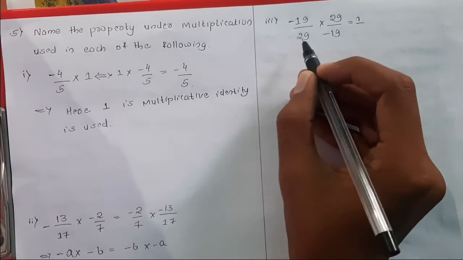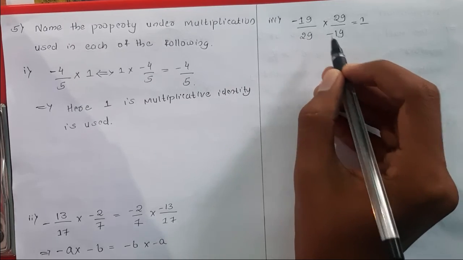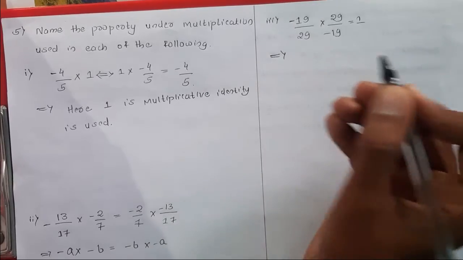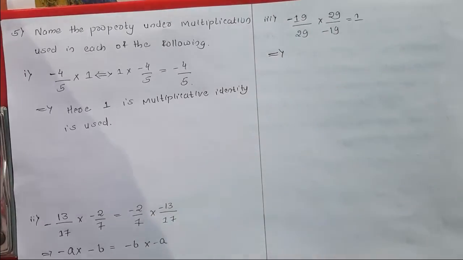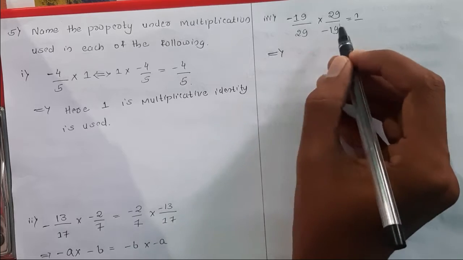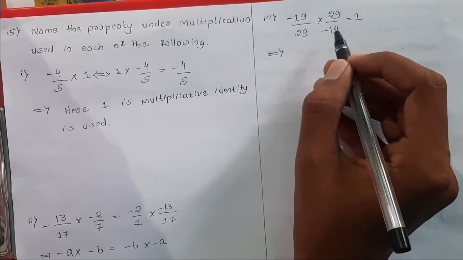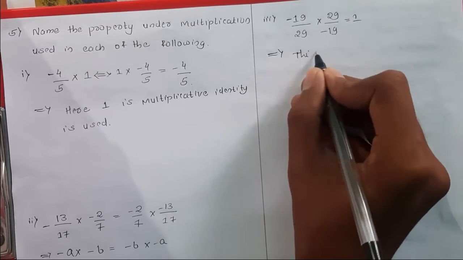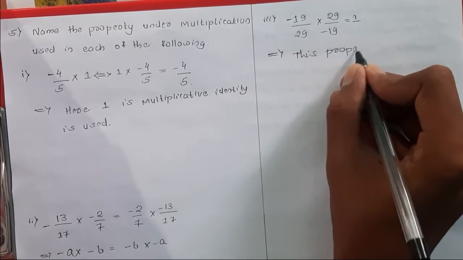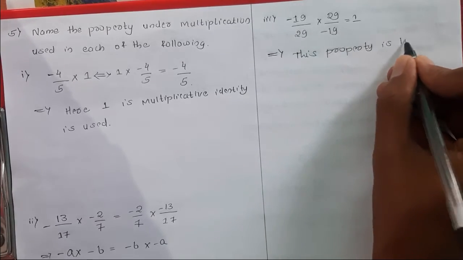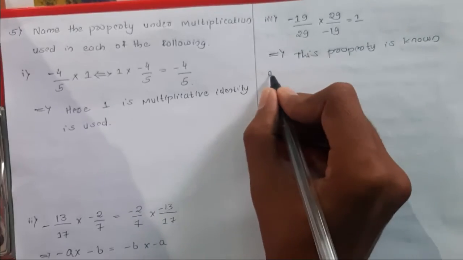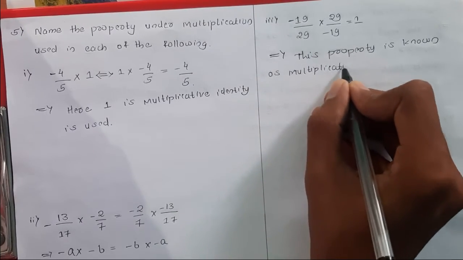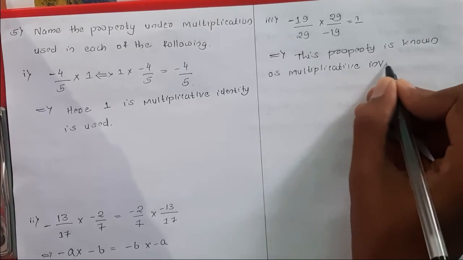Third question, they give minus 19 by 29 into 29 by minus 19 equal to 1. Here they use the multiplicative inverse because they take the reciprocal of this number and then they make multiplication. The result is 1. This property is known as multiplicative inverse.